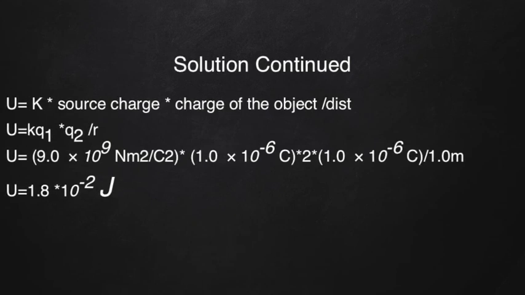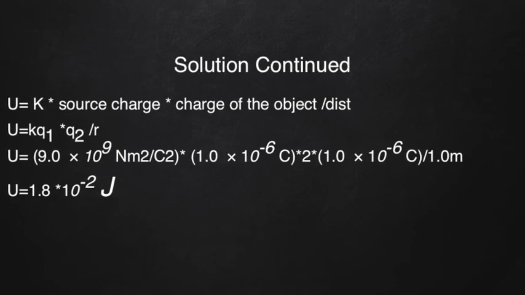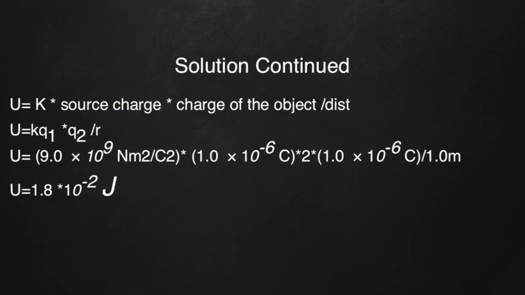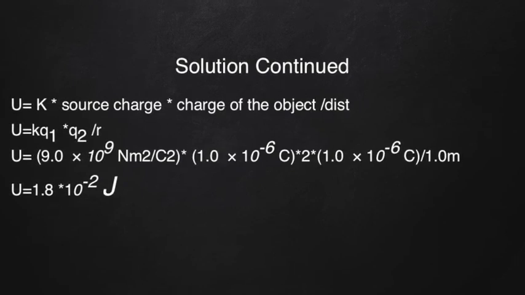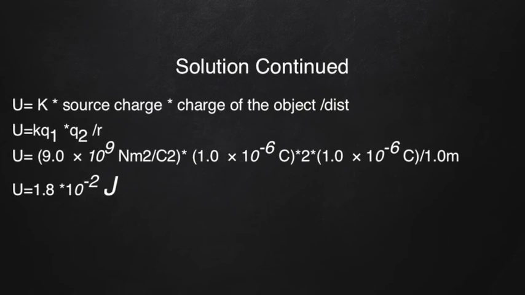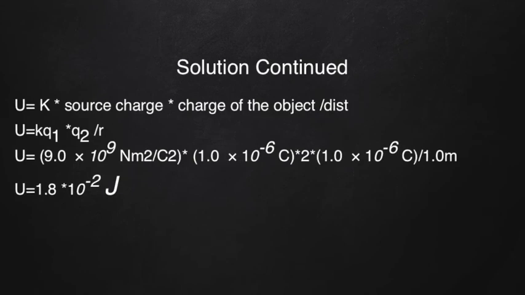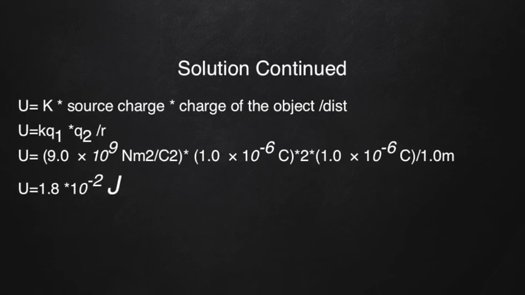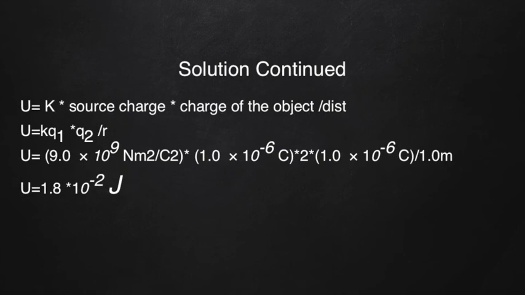After that, we use the inverse of tangent, with which we get the direction of the electric field, which is 45 degrees north of east. Now we need to find the potential electric energy, and we use the formula U equals K times source charge times charge of the object over distance. And we know that in this scenario, Q1 equals the sum of the two electrons.